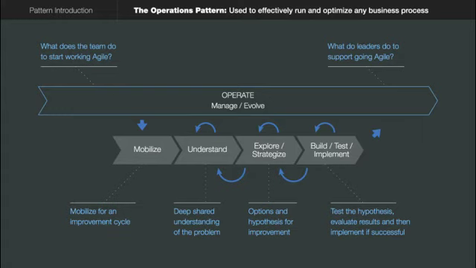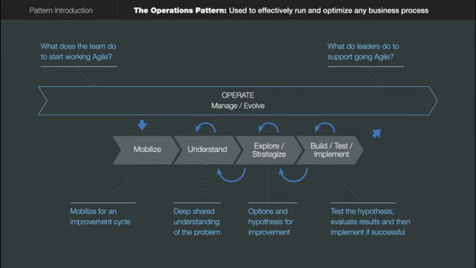So they're going to have to mobilize a team to do continuous improvement across the process. This will be followed by understanding the problem, delving into the real background and the root cause of the problem, coming up with options and hypotheses for improvement, and then building, testing, and implementing the hypothesis. Once this is done, they may need to iterate once or twice within it, and finally they're back into the operate mode where it's business as usual.